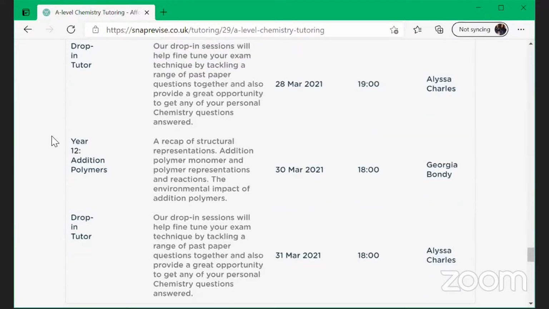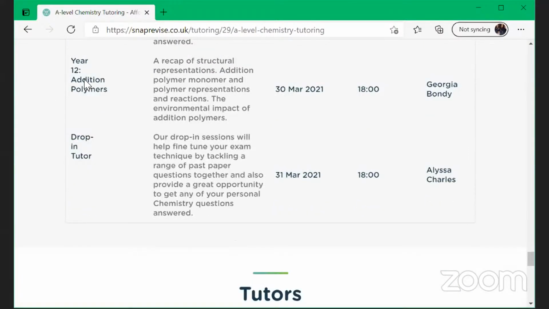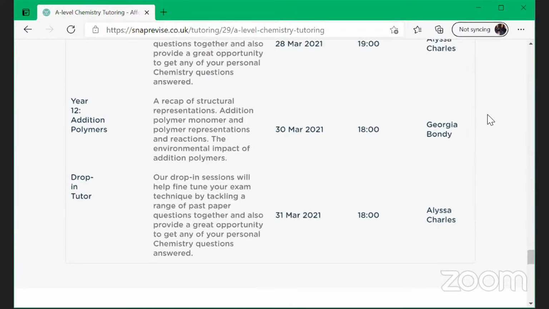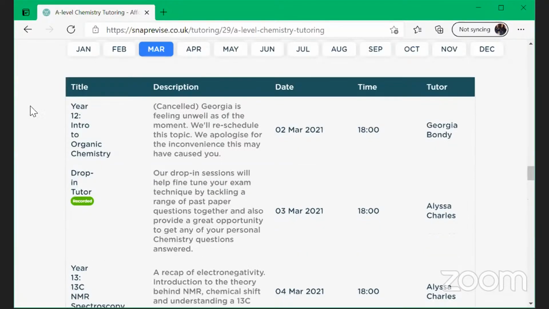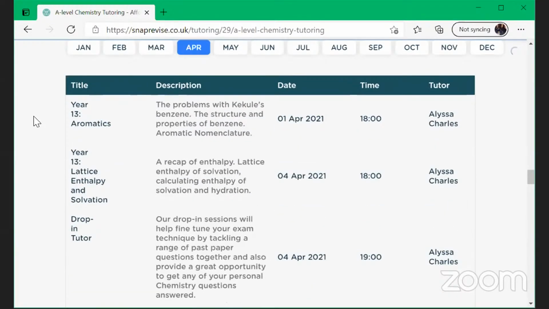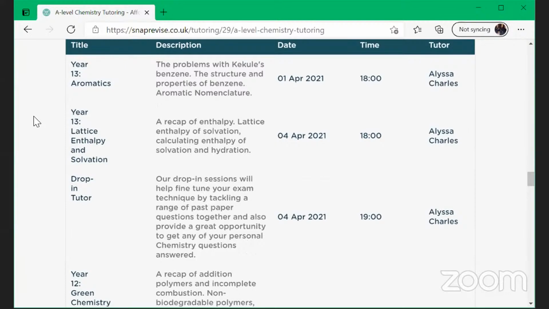For next week, starting tomorrow, there would be a lesson on addition polymers with Georgia, then a drop-in tutor session with me, and then let's go back to April. Then we have a year 13 aromatics class with me, year 13 lattice enthalpy and solvation with me, and a drop-in tutor with me as well. No, I don't have my camera on. Sorry, at the moment, I just don't want it to freeze.